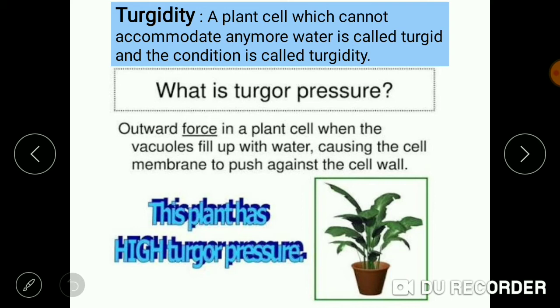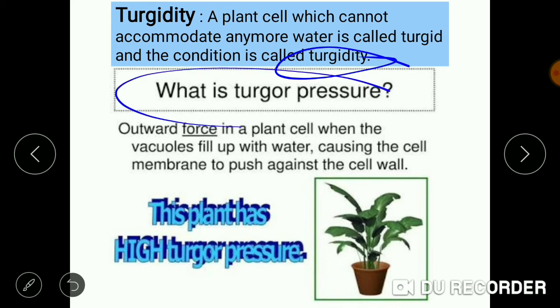Now we move on to the process of turgidity. A plant cell which cannot accommodate any more water is called turgid, and the condition is known as turgidity. A plant cell becomes turgid when it is kept in a hypotonic solution. In simple language, we can say that the plant cell swells up due to the movement of water molecules when kept in hypotonic solution.